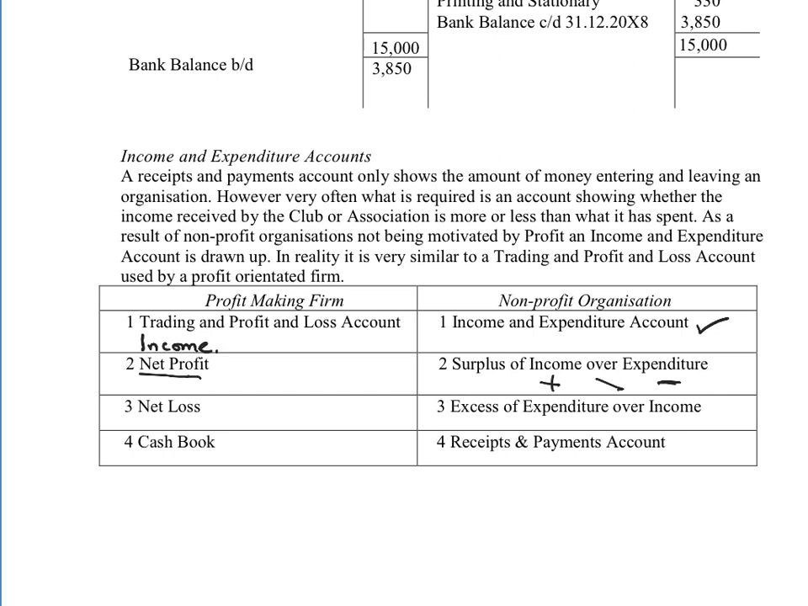So as long as the money coming in is greater than the money going out, then you've made the equivalent of a net profit, except we call it a surplus of income over expenditure. If the expenditure is greater than the money coming in, then you would have an excess of expenditure over income, the equivalent of a net loss. And as we covered at the beginning of this video, the receipts and payments account is the exact equivalent of a cash book to a private profit-making firm.